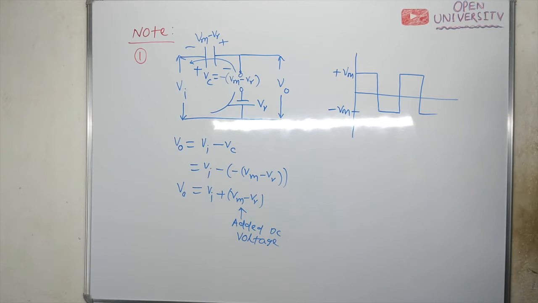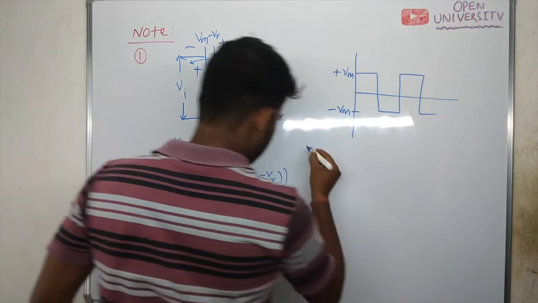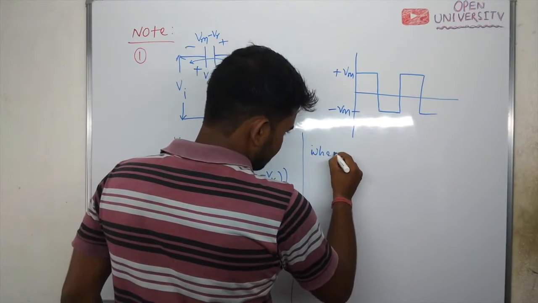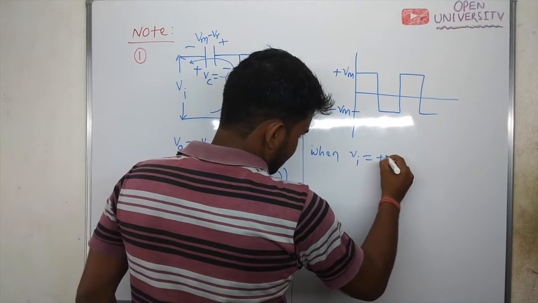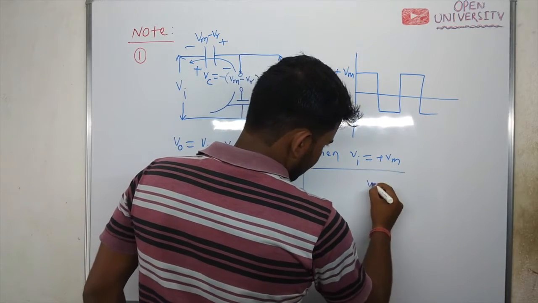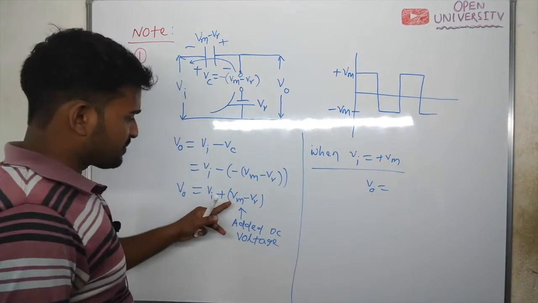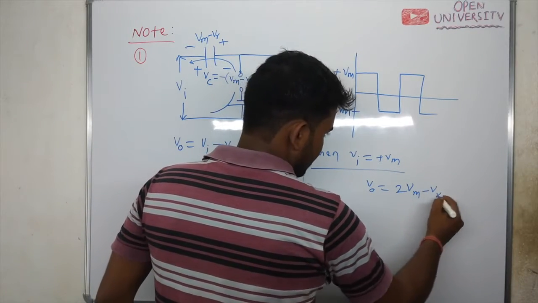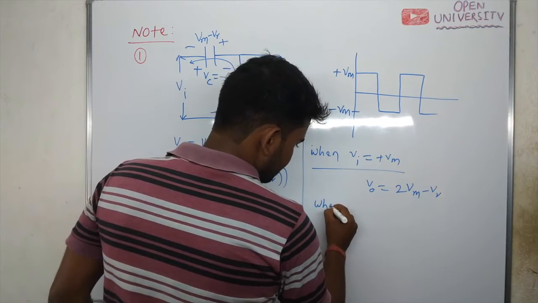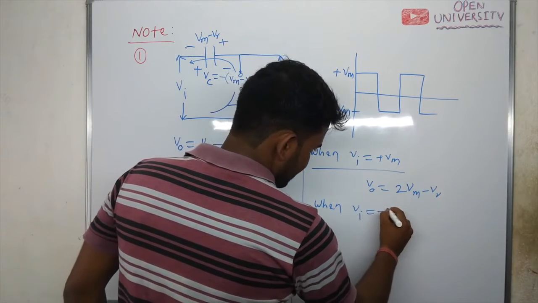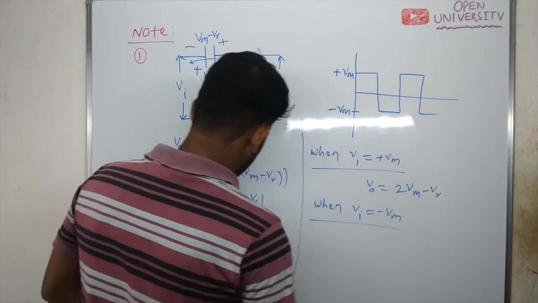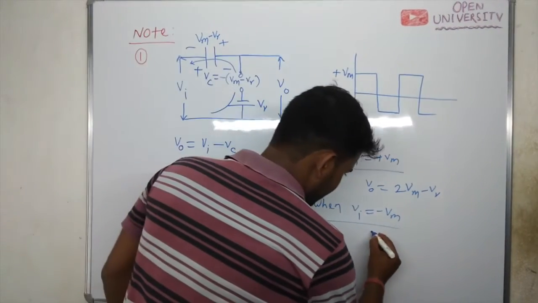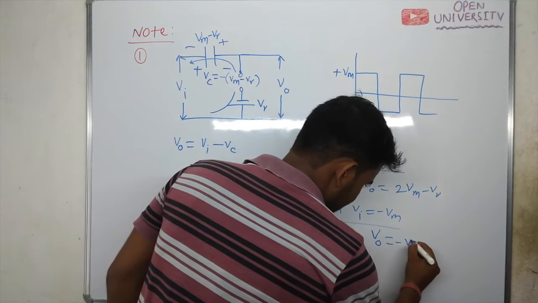Now, if input voltage is plus Vm, then output voltage will be V naught equal to 2Vm minus V gamma. And when input voltage Vi equals minus Vm, then what is your output voltage? Minus Vm plus Vm, that is 0, and this is minus V gamma. So output voltage becomes minus V gamma.